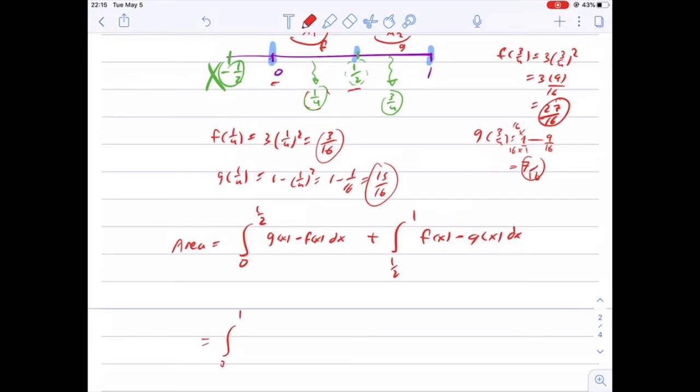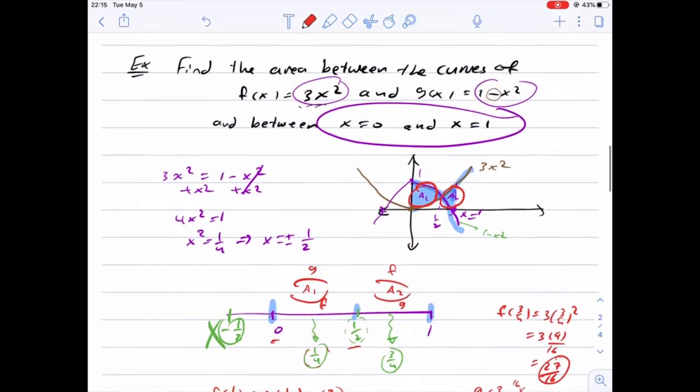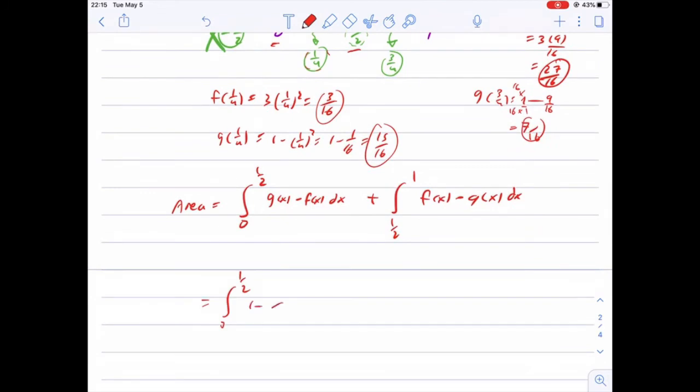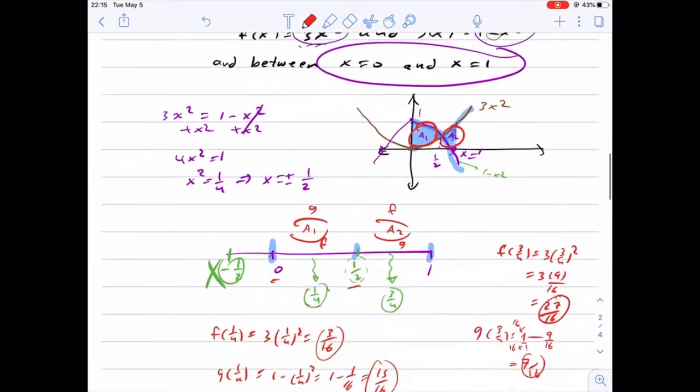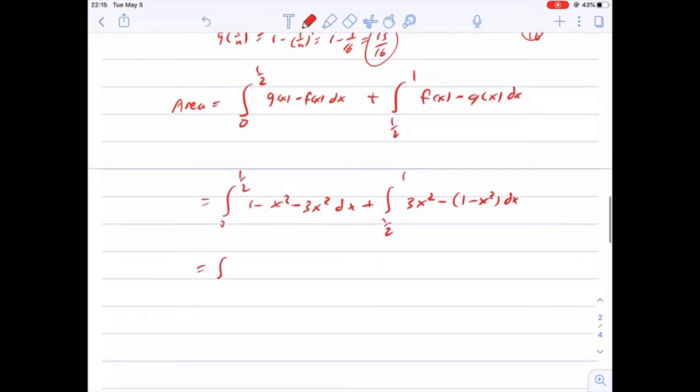Now we just plug in these functions. G of x is 1 minus x squared, minus f of x. F of x is 3x squared dx, plus here from 1/2 to 1 we just reverse the order, 3x squared minus (1 minus x squared) dx.